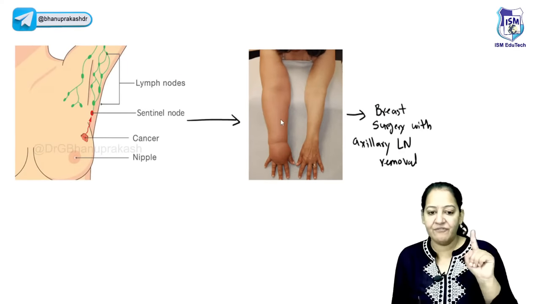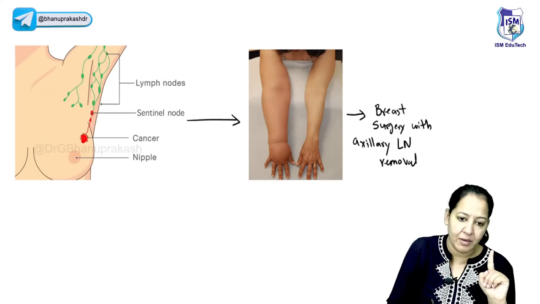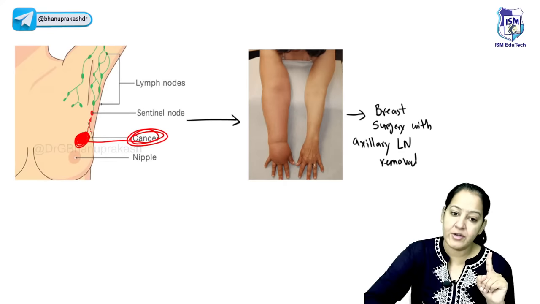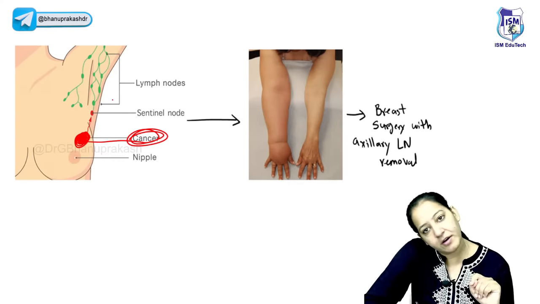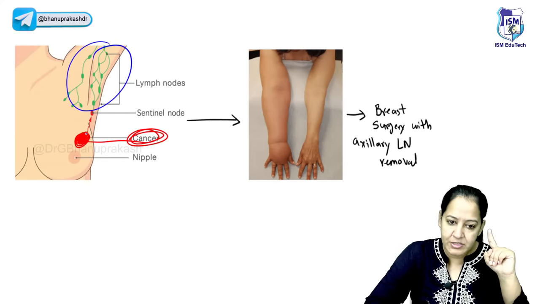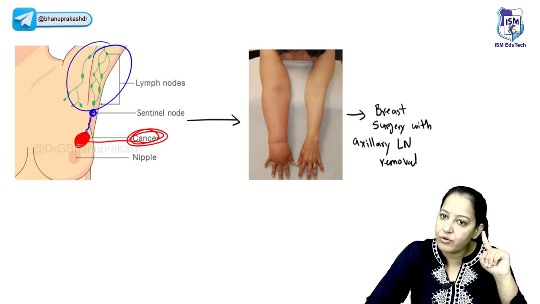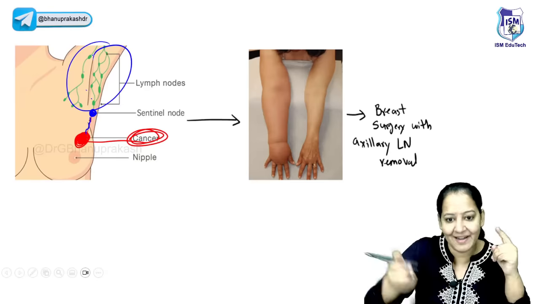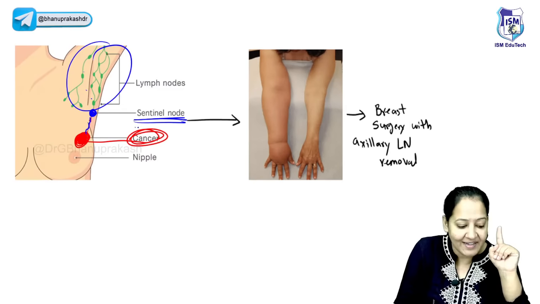Now, the first lymph node. Can you see this is a tumor in the breast? In a female, this is a tumor in the breast. Look at the tumor, I'm marking it with red color. Now, it spreads via lymph nodes. You can see this is the complete axillary lymph node group in that lady. This tumor cell will migrate and involve the first lymph node. After that, the second, third, fourth lymph nodes come in a line. So, the first lymph node is known as the sentinel lymph node.